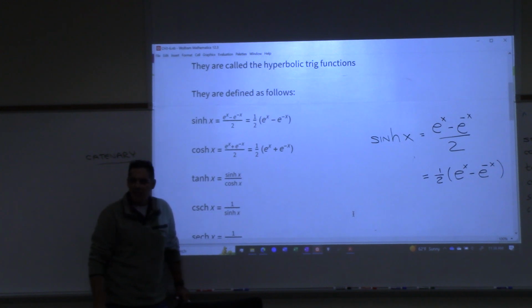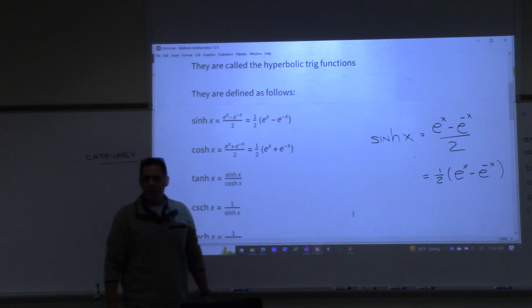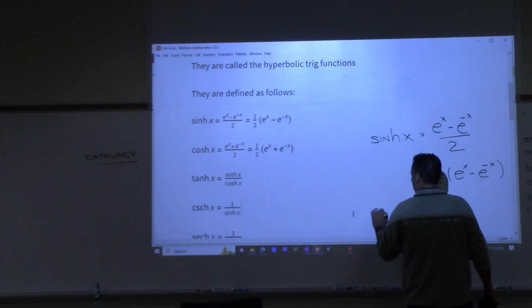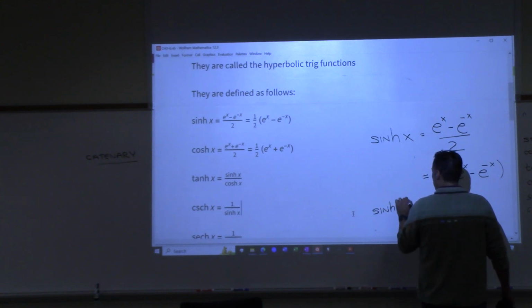Because in calculus, we like to pull constants out front. We don't like to deal with fractions, right? Just bring constants out front when we can. So that's your definition of hyperbolic sine. Let's plug something into it just to make sure we understand how this works. Let's plug 0 into this function.